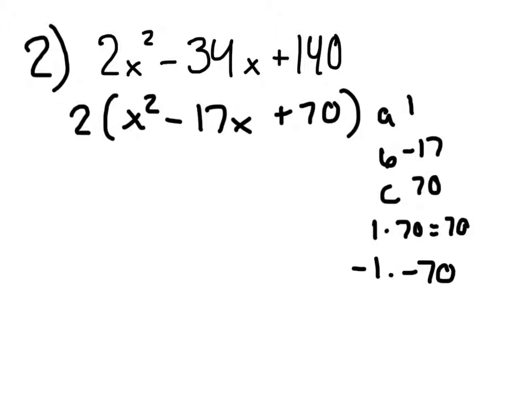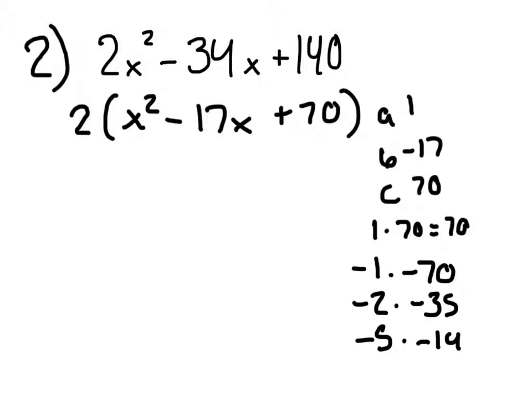So now we just list off the factors. So negative 2 times negative 35 is equal to 70, but it doesn't equal the negative 17 for B when you add these. So we'll have to keep going. So 3 can't go into it, 4 can't go into it as well, but 5 can. So negative 5 times negative 14 equals 70, but adding doesn't equal negative 17, it equals negative 19. So we have to keep going.